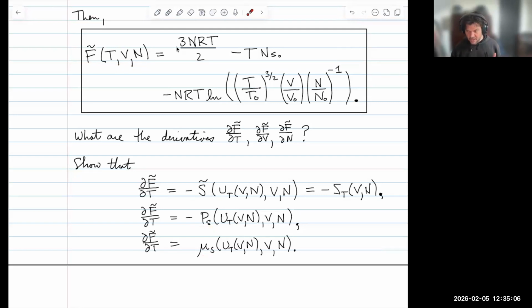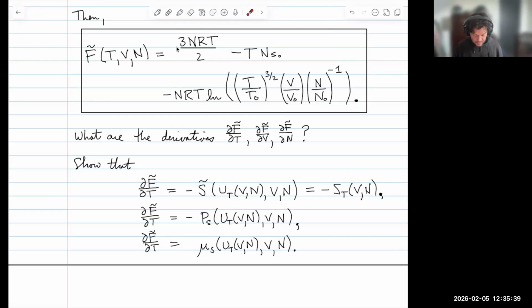So in what sense can this be true? Well, if I take the derivative of this function with respect to T, you should be able to show that this is equal to minus S tilde of U tilde, V, and N. This guy here is a function of T, V, and N, so that converts all this to a function of T, V, and N. Alternatively, that's exactly equal to minus S of T, V, and N. We actually showed this above. This we know to be true, but this is not something that we computed in this last example.